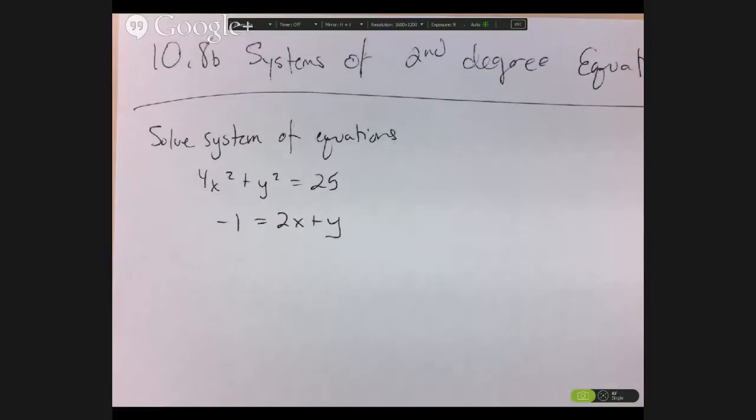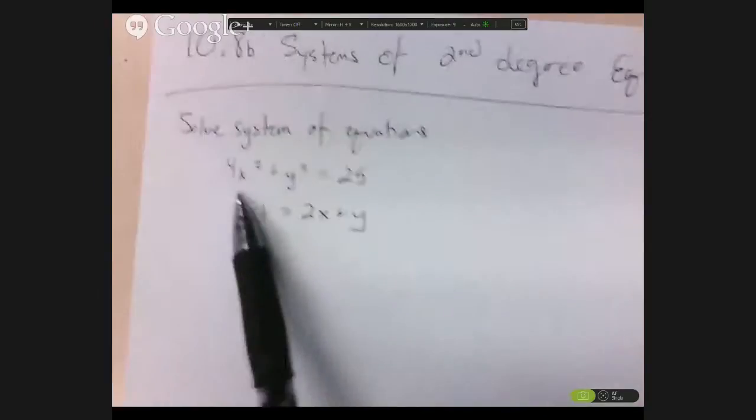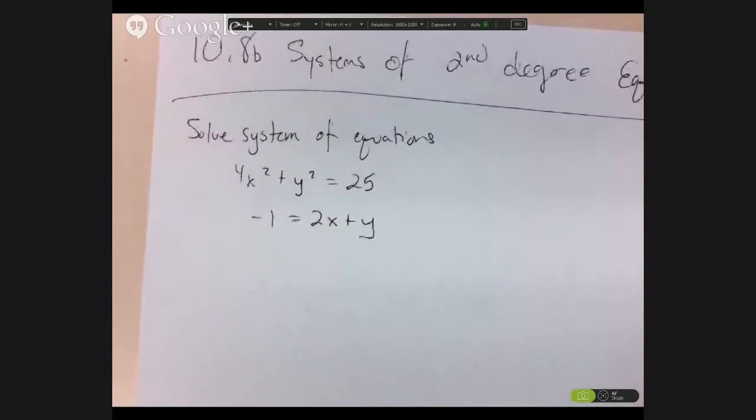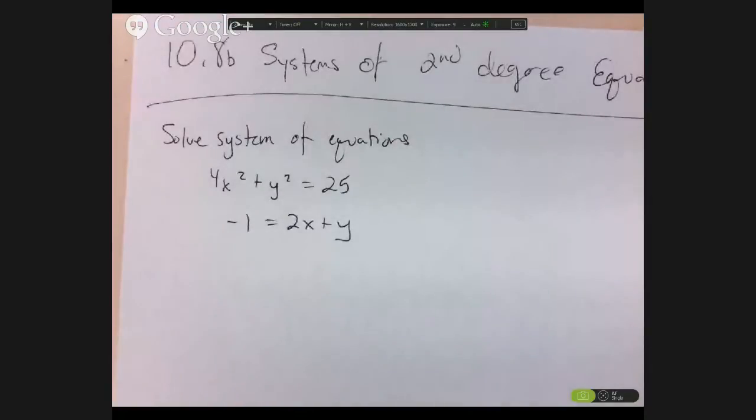We started Friday working on recognizing equations that are not in the form that we're used to. So that top one, do you remember what it is? Can you identify it? What shape? It is not a circle because of that 4. It's an ellipse. Why? Because of the number in front.